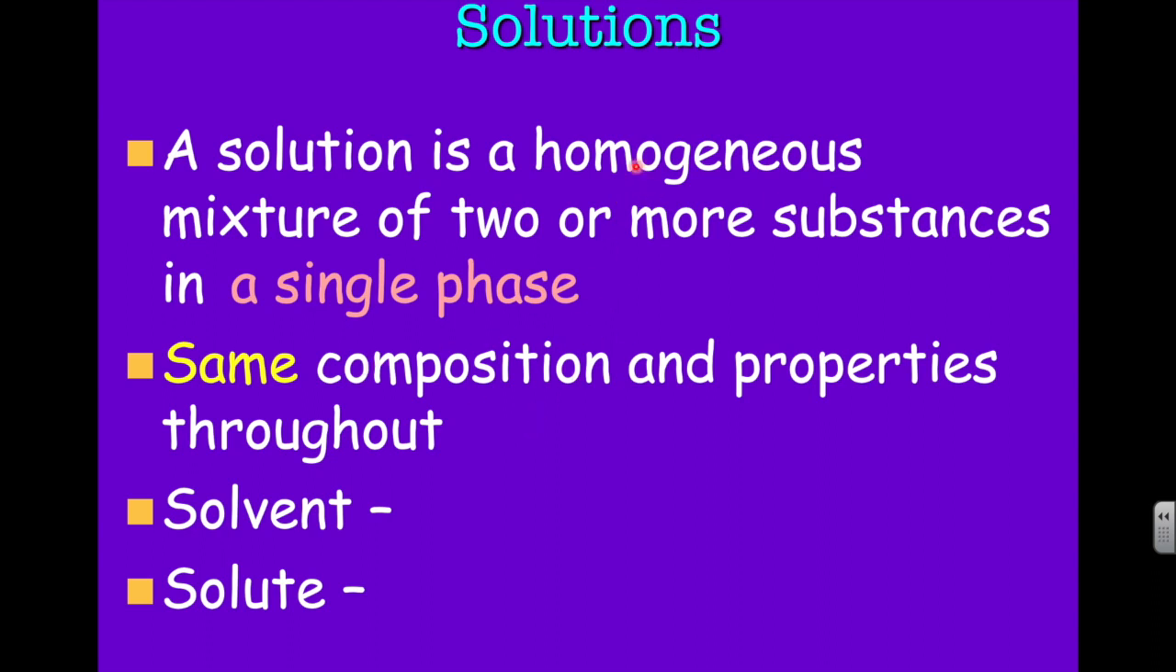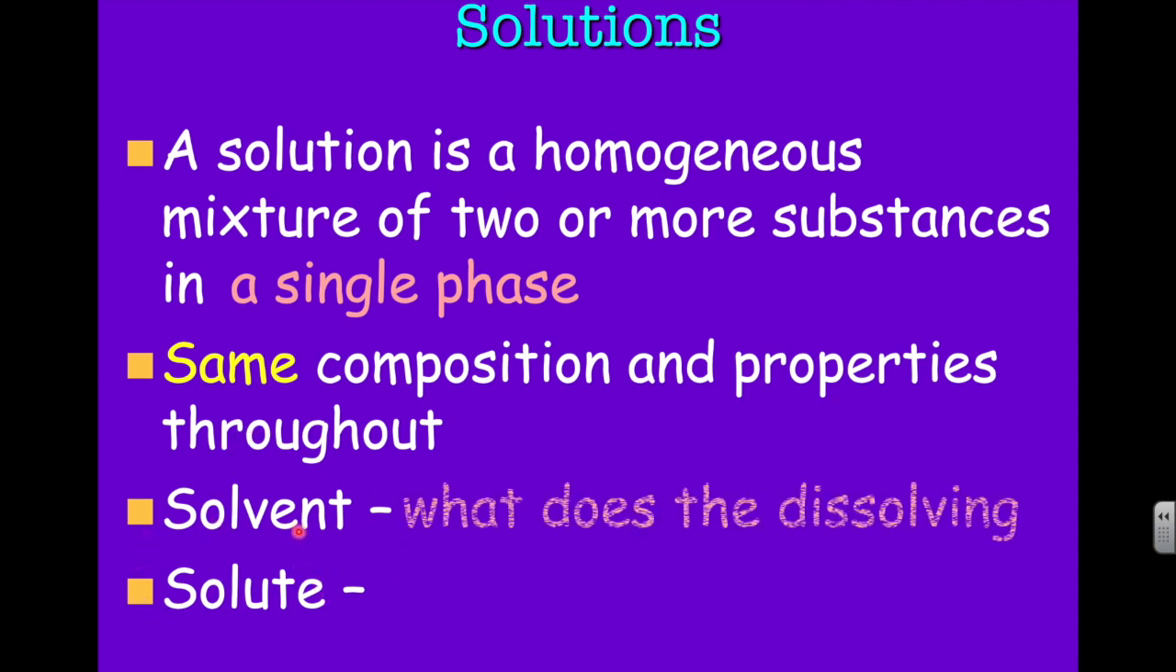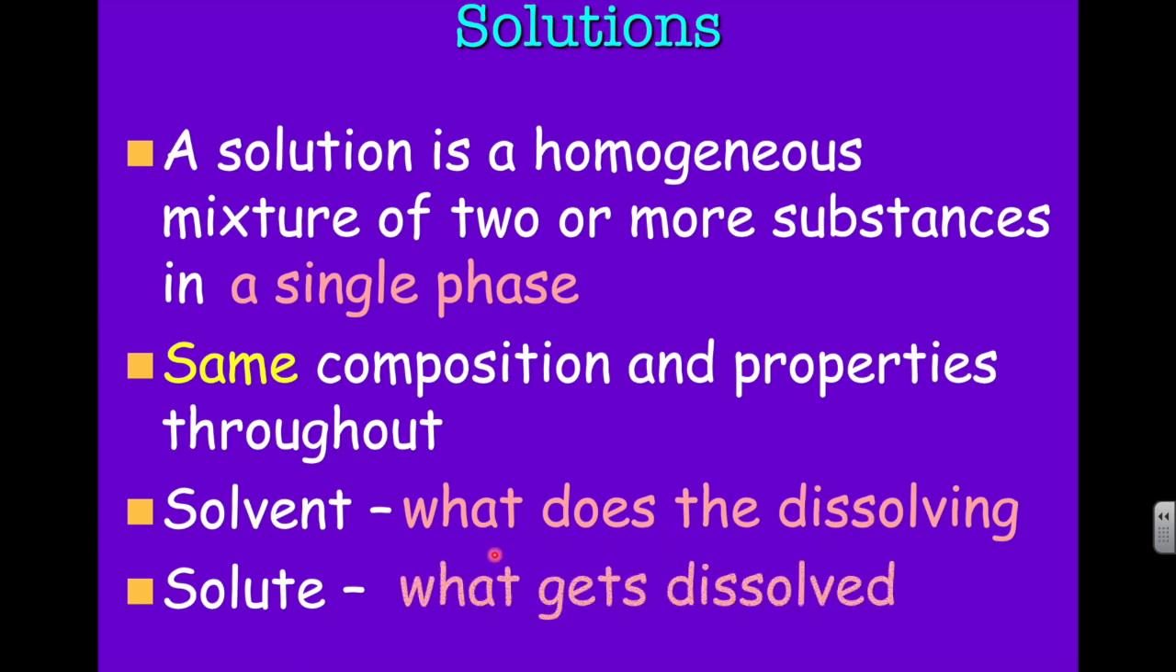That's because it's homogeneous. Now, two extremely important terms for you to know are the solvent, which would be something like water. Water is a very common solvent, and that is what does the dissolving. And then a solute, that is what gets dissolved. So in our salt water example, the solvent would be our water and the solute would be the salt.